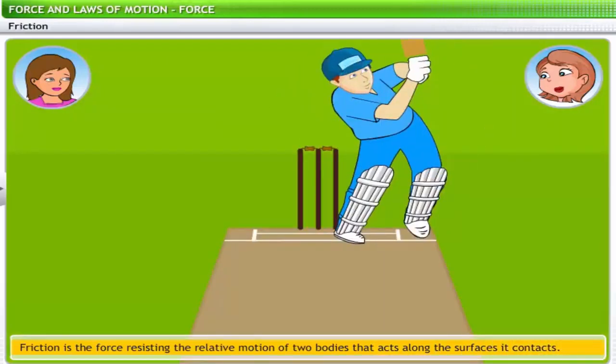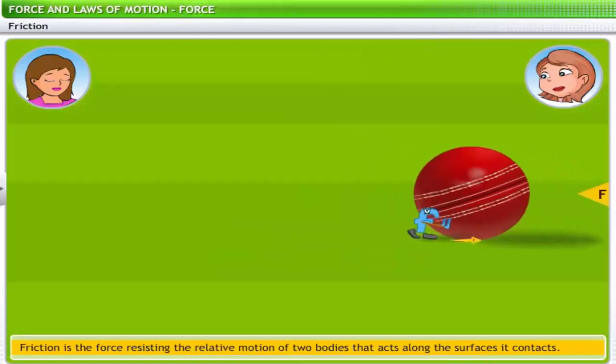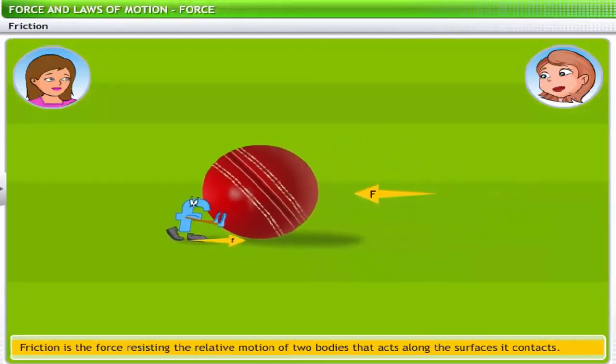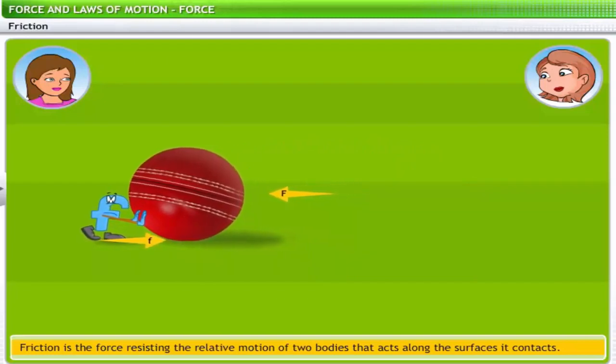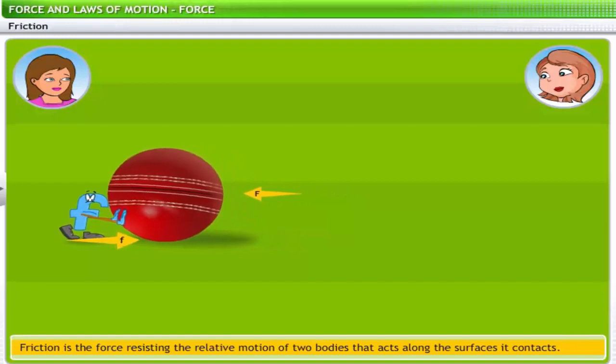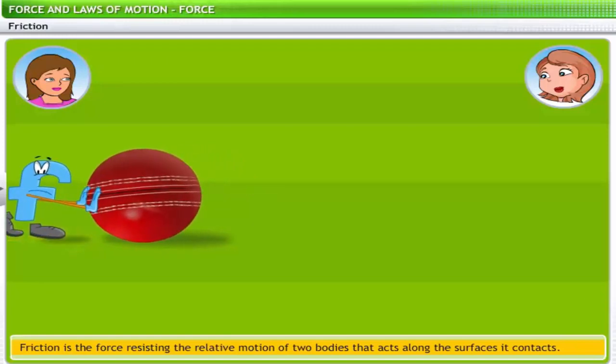The bat hits the ball with a certain force that makes the ball move ahead. When the ball rolls down the field, friction acts in the direction opposite to the direction of the motion of the ball. Gradually, the frictional force overcomes the force that made the ball move, slowing down and eventually stopping the ball.